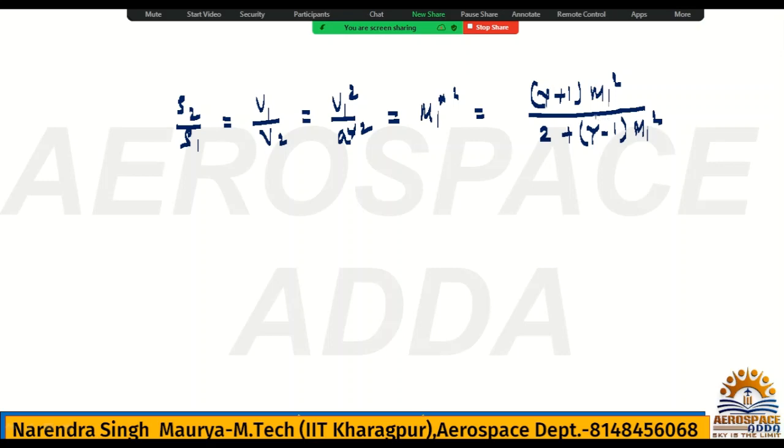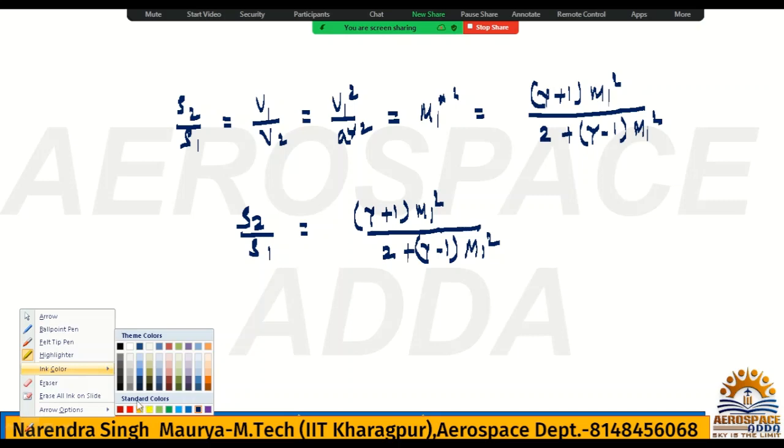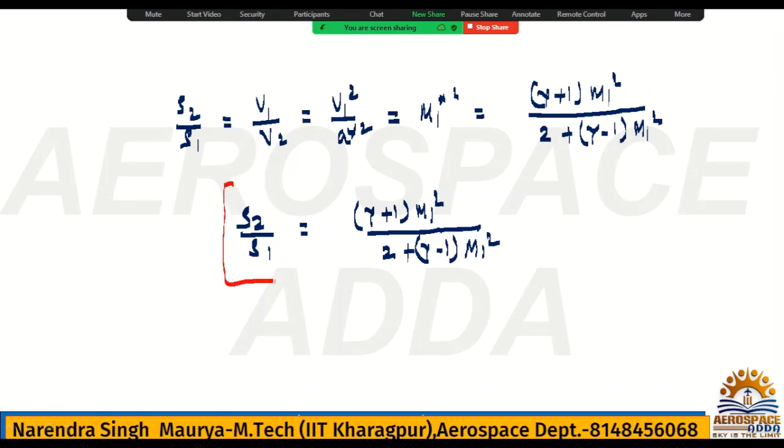This result is also very powerful. Check that rho2 by rho1, what we got here: finally, (gamma plus 1) M1 square divided by (2 plus (gamma minus 1) M1 square). Make a proper note of it, mug up this formula and remember it always, because you are going to write one day exam. For one day exam, no derivation, nothing, only the formula you have to practice and remember, mug it up.